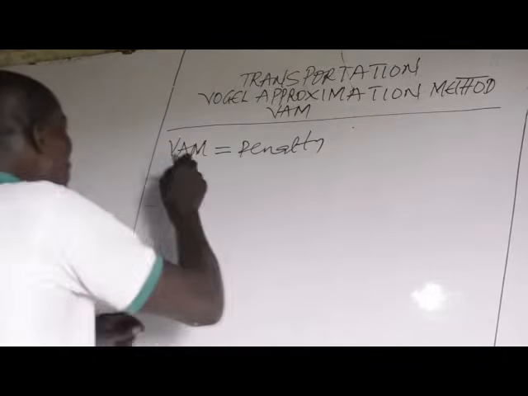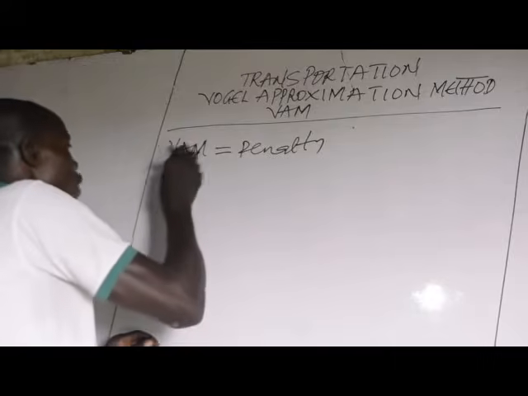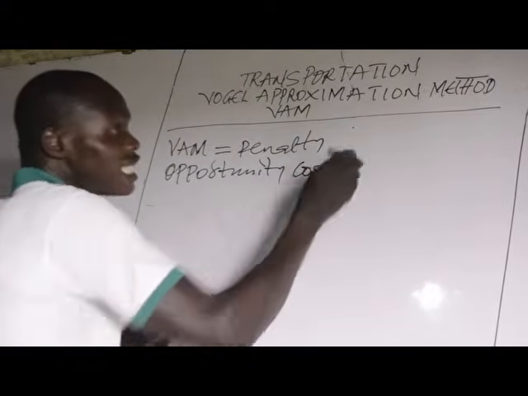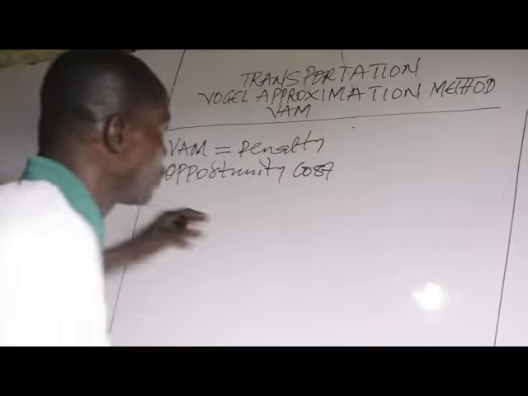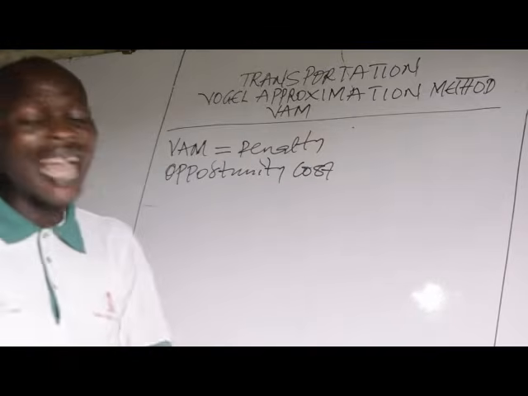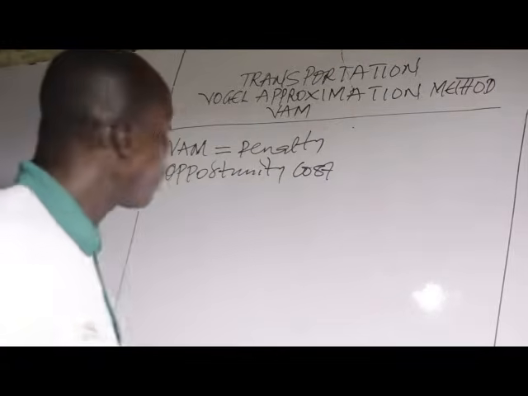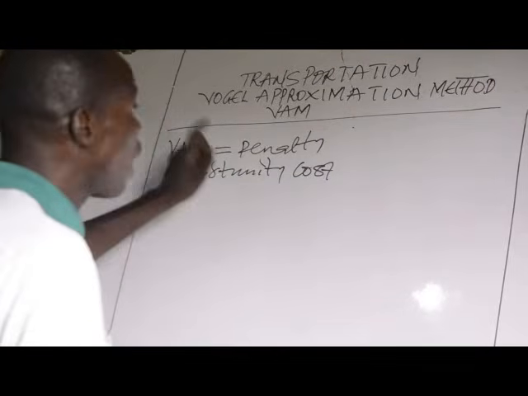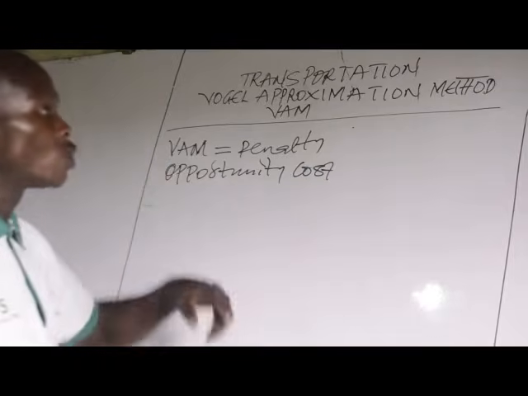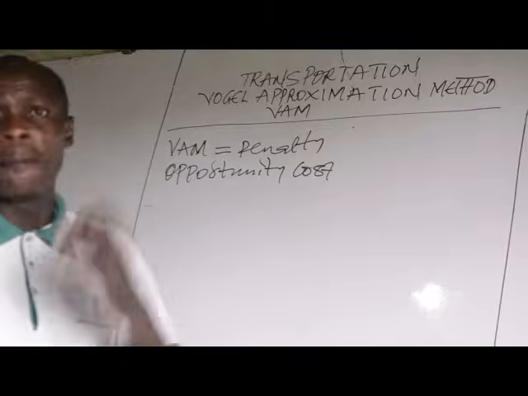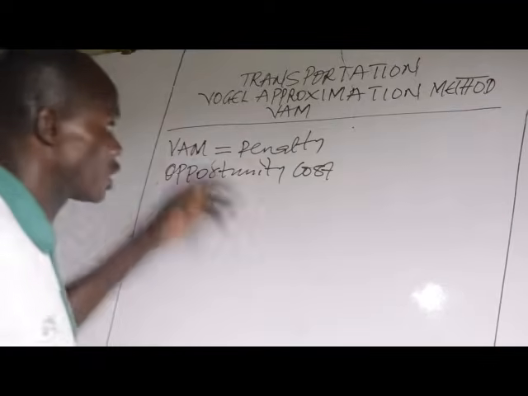By opportunity cost, we mean the penalty. That is, it makes use of the penalty principles, that is opportunity cost, to make allocation to various cells by minimizing the penalty cost.